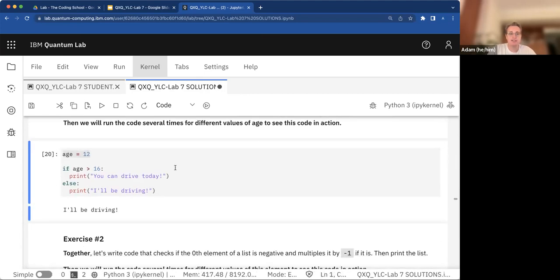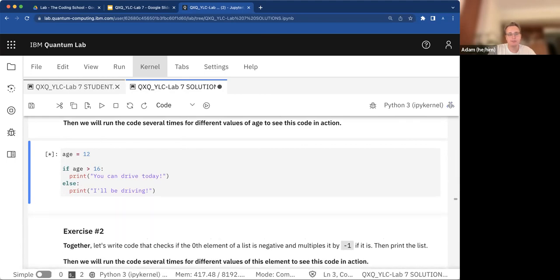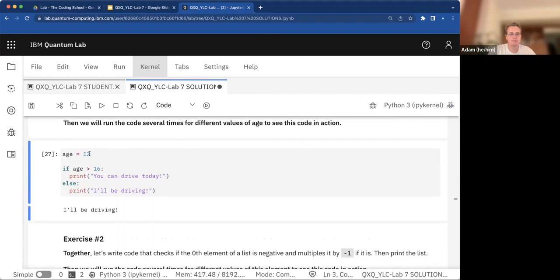So in this case, age is set to 12. They're not going to be driving. And every single time we run this, it'll be the exact same result. But the moment that I make this over 16, it changes. "You can drive today." And we completely ignore this other part. So it runs one bit of code or another depending on the condition.